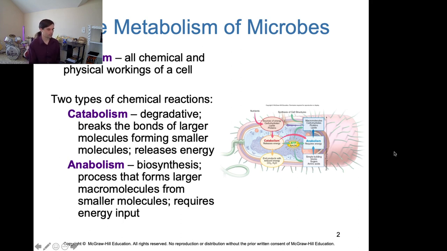And then you've got the opposite of that, which is building things up. So this is going to be taking those small building blocks and using them to make larger things like proteins or DNA, things like that, ATP from them. And this requires energy to be put into it. So catabolism, you're breaking things down, you're getting the energy that's stored in and out. In anabolism, building things up, it takes energy to do so. Pretty easy to figure that one out.